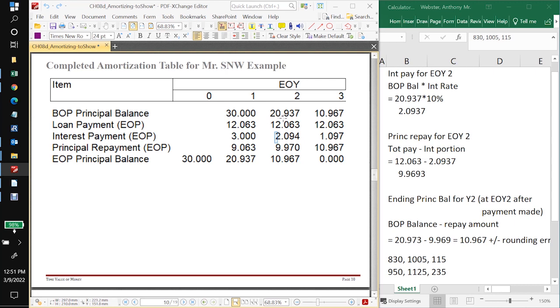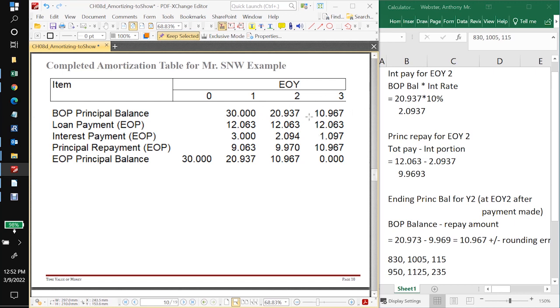Why? Because we're starting with a lower principal amount. So if we're paying less interest and the total that we pay is the same, more of what we pay is going to paying down principal. So here the principal repayment has gone up between years 1 and 2, and the interest payment has gone down. And again, the reason for that is because the beginning of period balance that we pay interest on has gone down. And then again, we see the same thing in year 3.